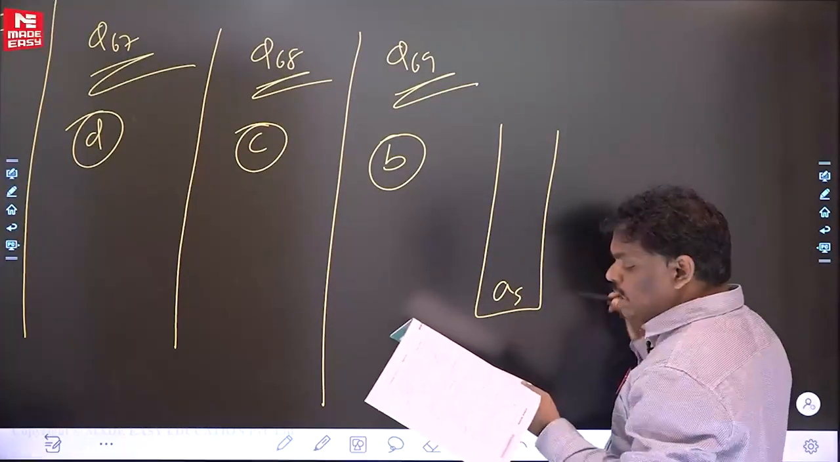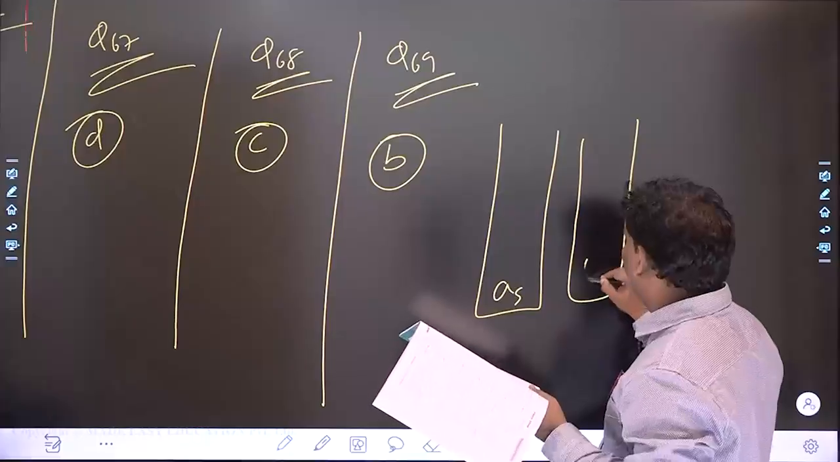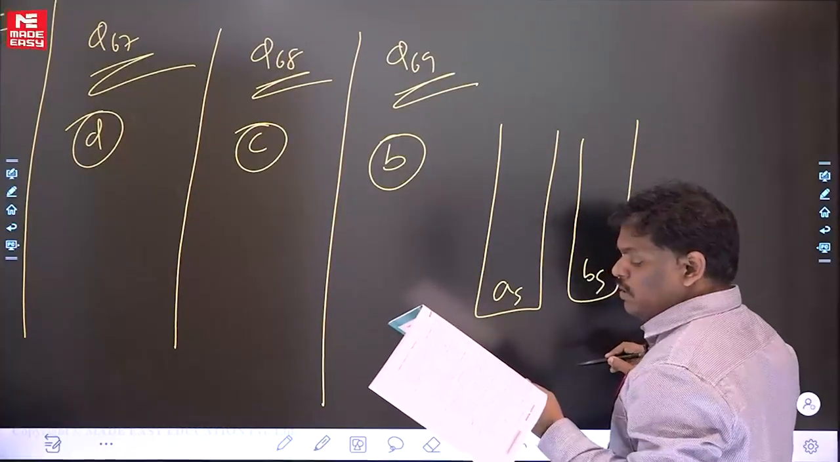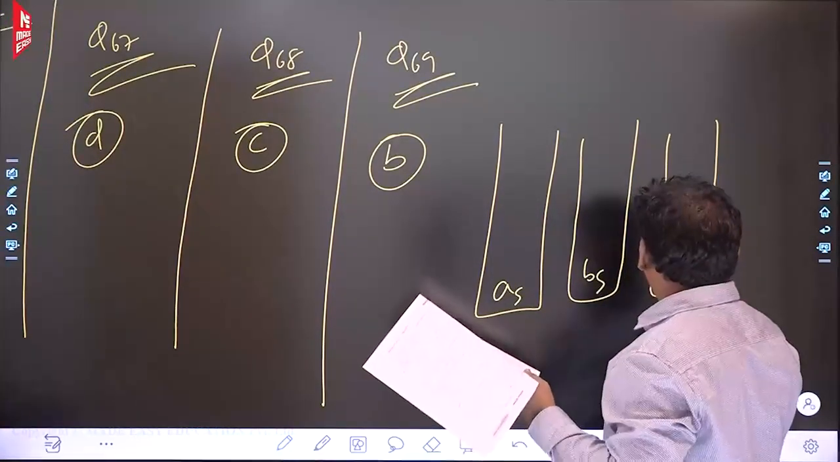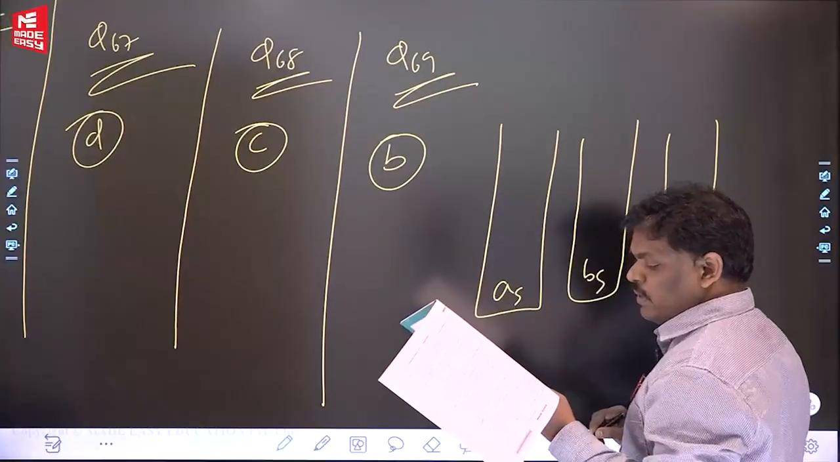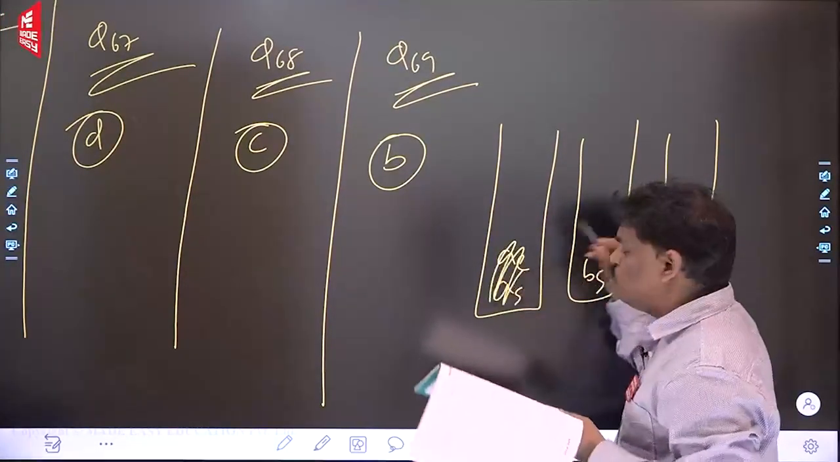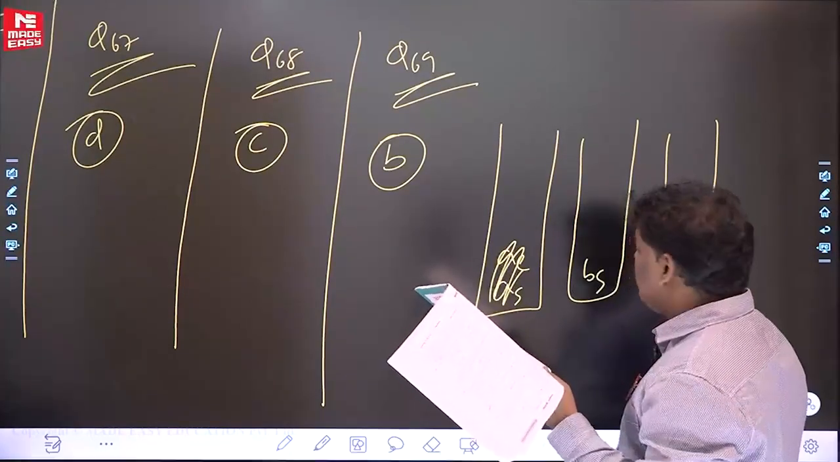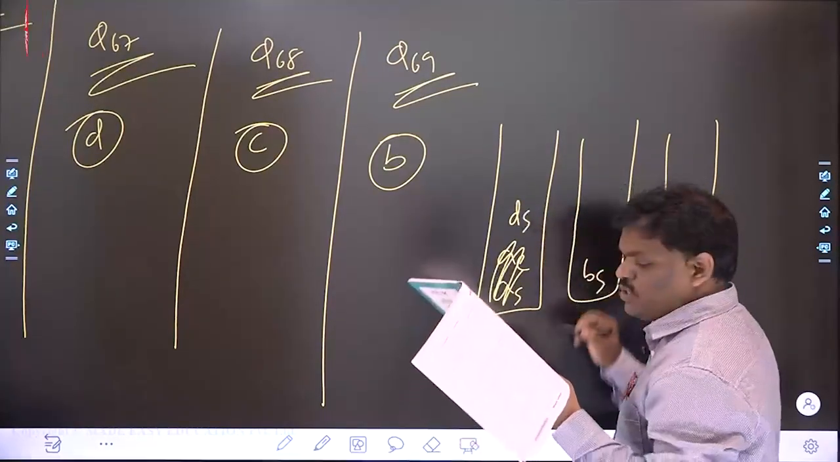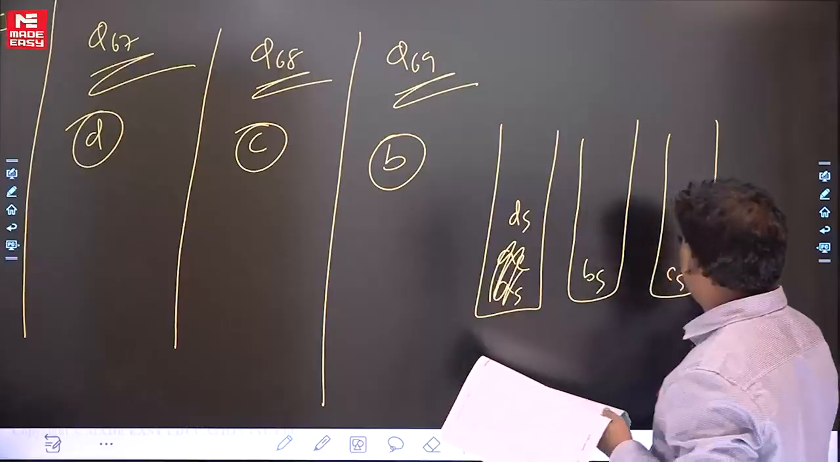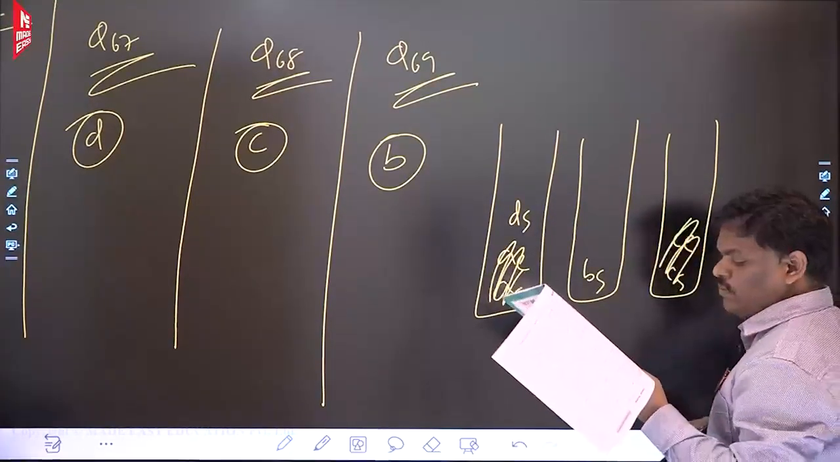So, A started. Next, B also starts, in one more room. Next, C also starts, in one more room. Next, A is ended. Activity A ended, so this room is free. Next, D started, because it is free, you can use it. Next, C is over, it is also free now.